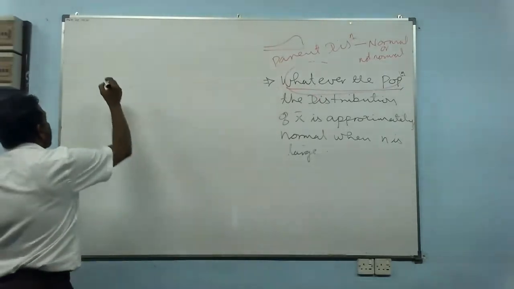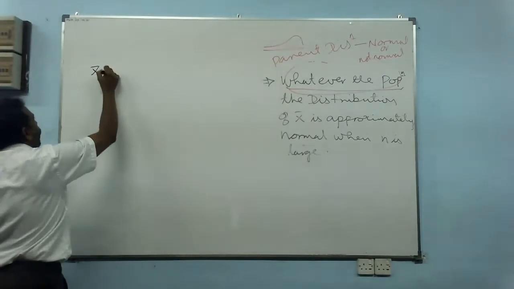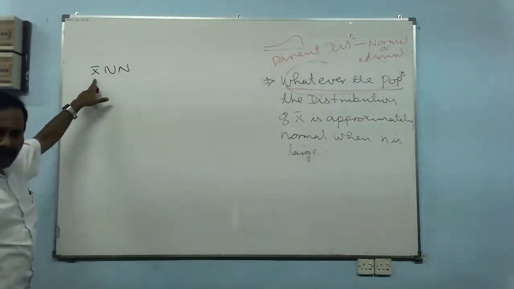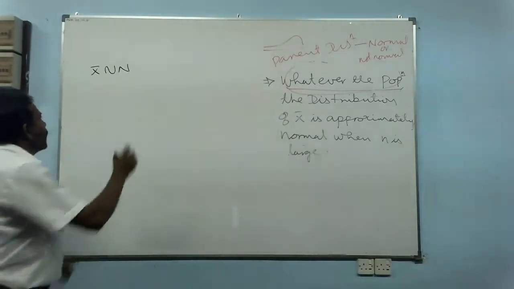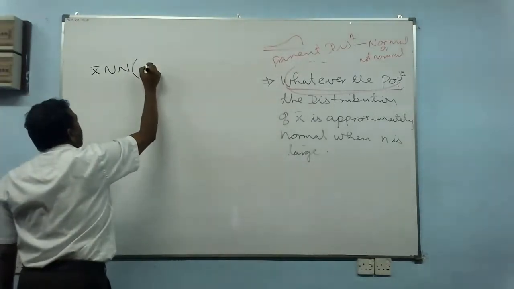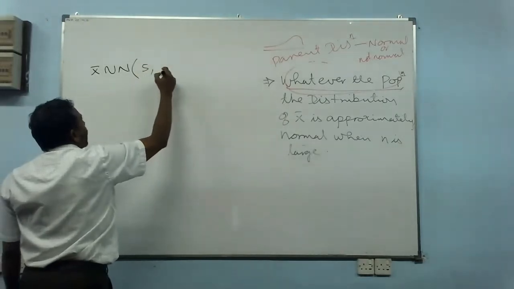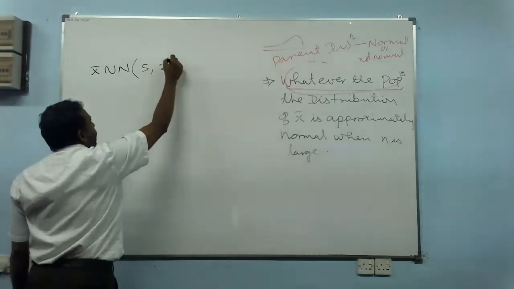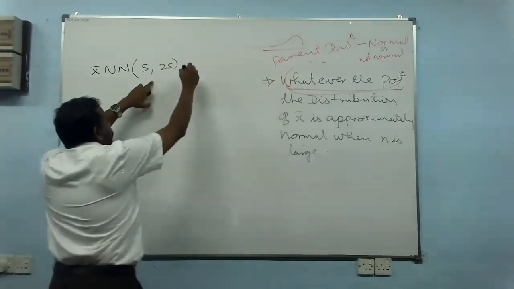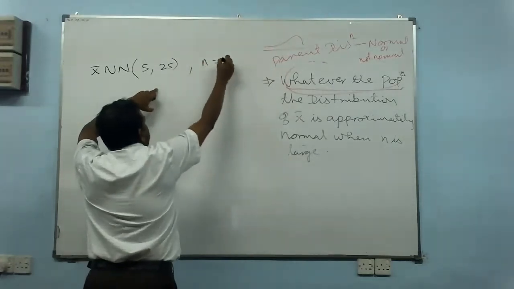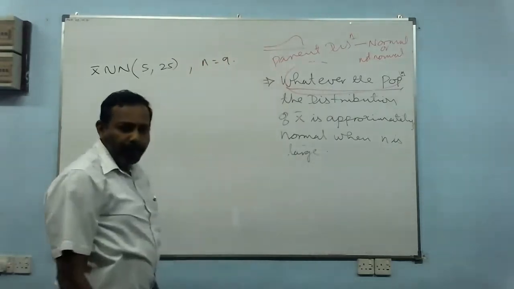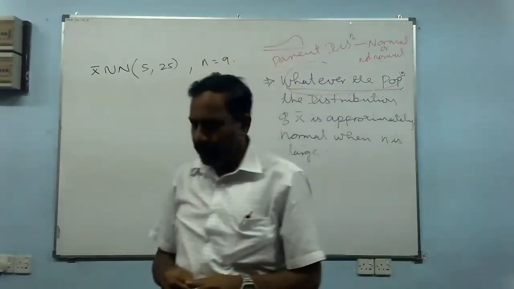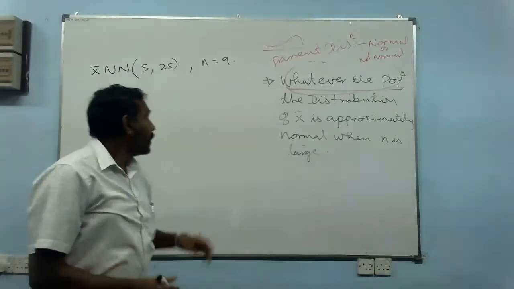Now, let's say X bar, the sample mean, is normally distributed with a mean of, let's say, 5 and the sigma square, let's say 25, and the sample size n is equal to, right? How can we convert this into Z? That is what we are going to look at.